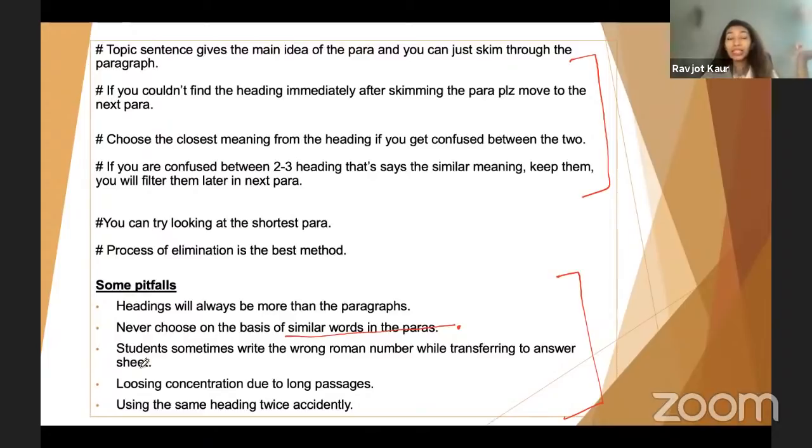Losing concentration happens quite often with all students. Does it happen with you? Please write in the chat box. Do you lose concentration while reading? Okay, yes.